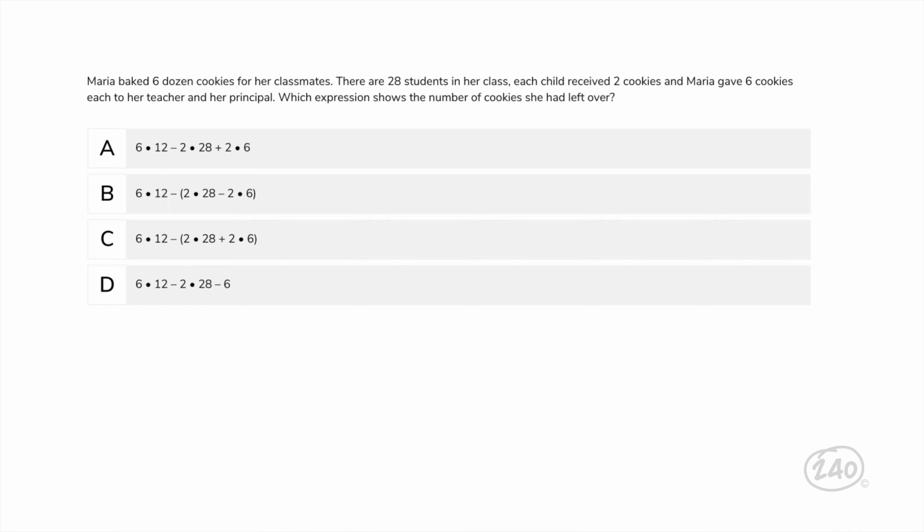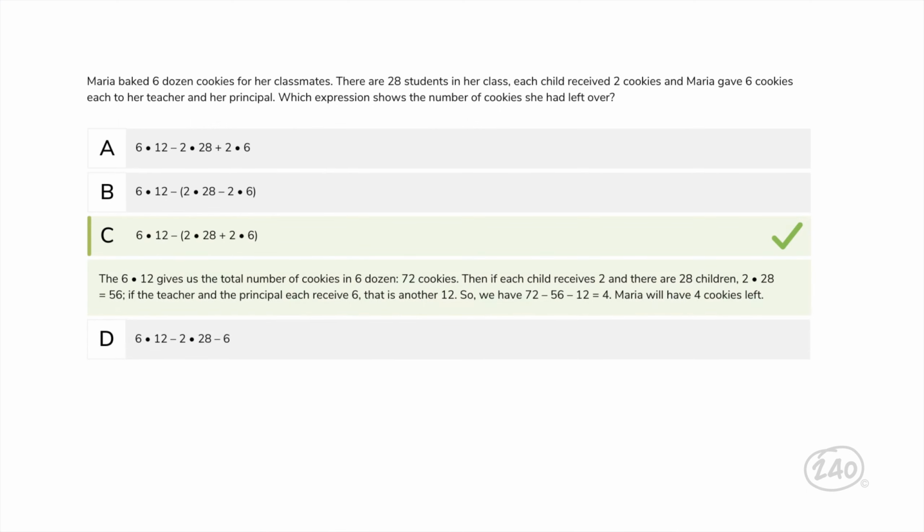The 6 times 12 gives us the total number of cookies in 6 dozen, which is what Maria is starting with. Then we need to determine how many she's giving away. Then, if each child receives 2 and there are 28 children, 2 times 28. If the teacher and principal each receive 6, that's another 6 times 2. So we have 6 times 12 minus the quantity of 2 times 28 added to 2 times 6. So this is the best choice.